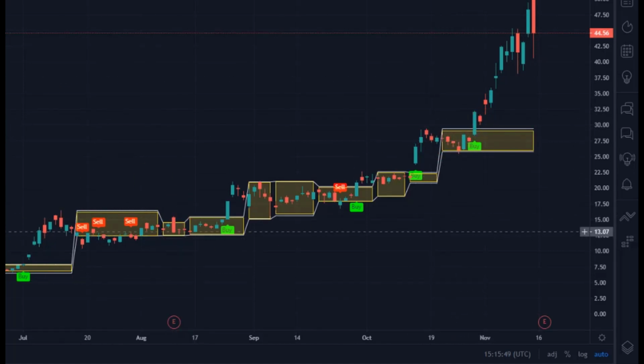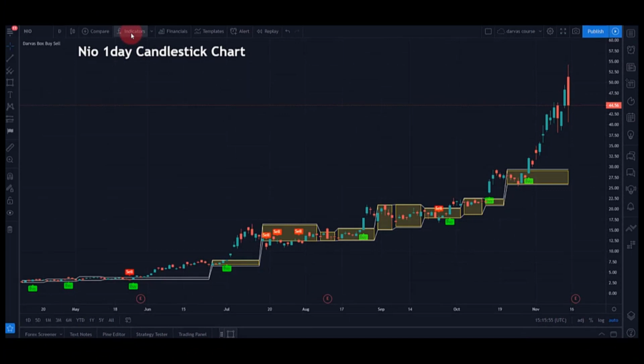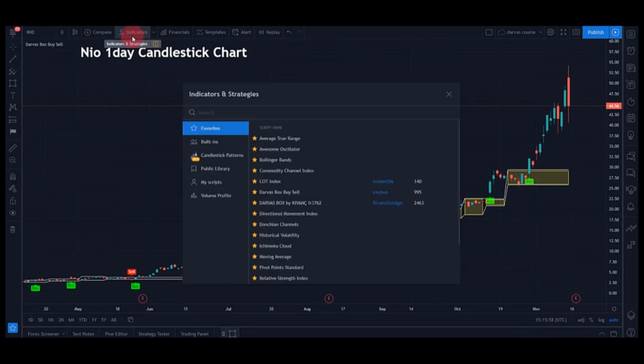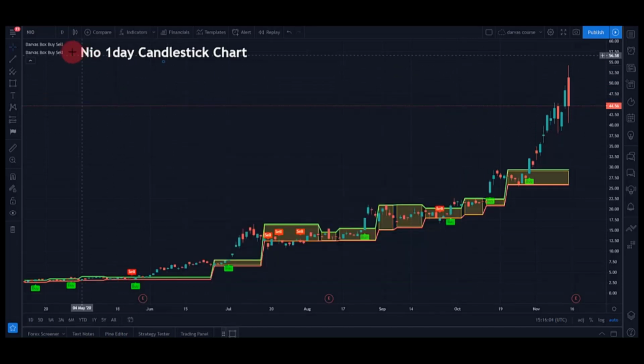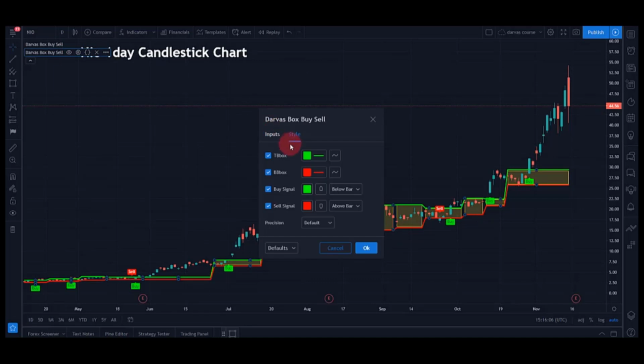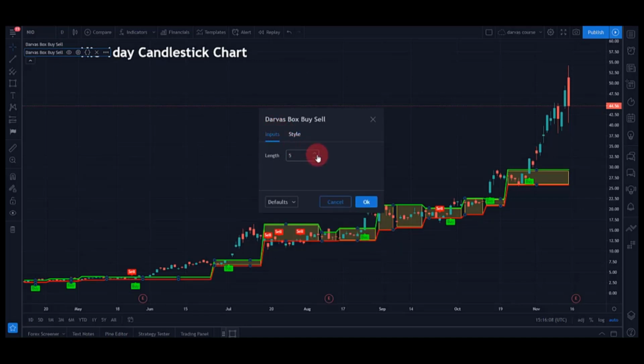So this is how you can use the tool technically, and it doesn't just stop there. We can go back to our indicators and we can create different lengths of Darvas box as well. So I've loaded on another one. I'm going to change the variables. I'm going to make it a slower box.